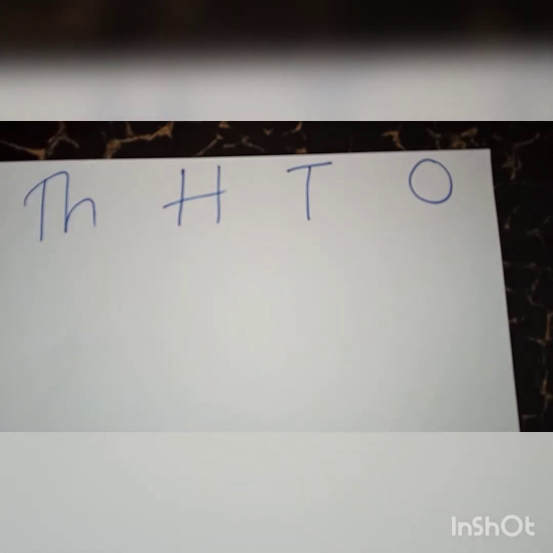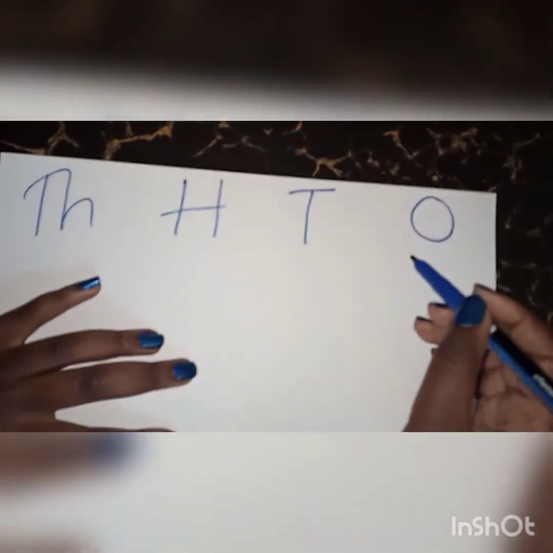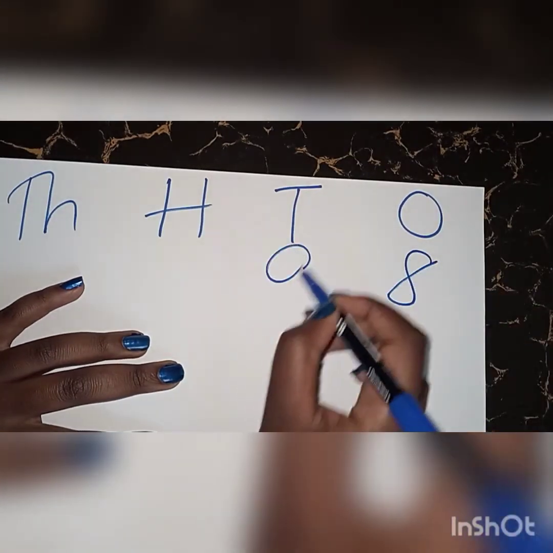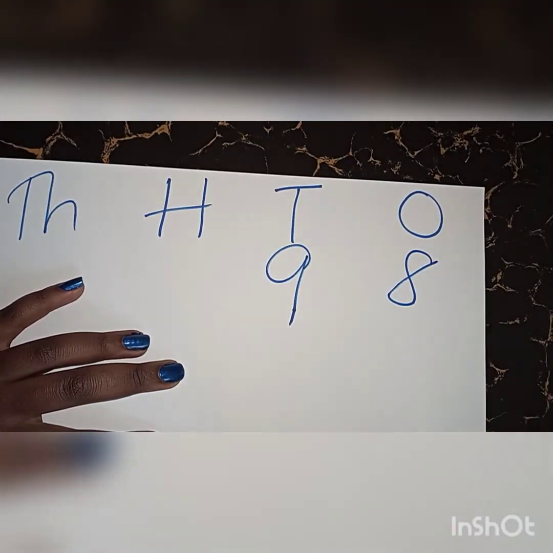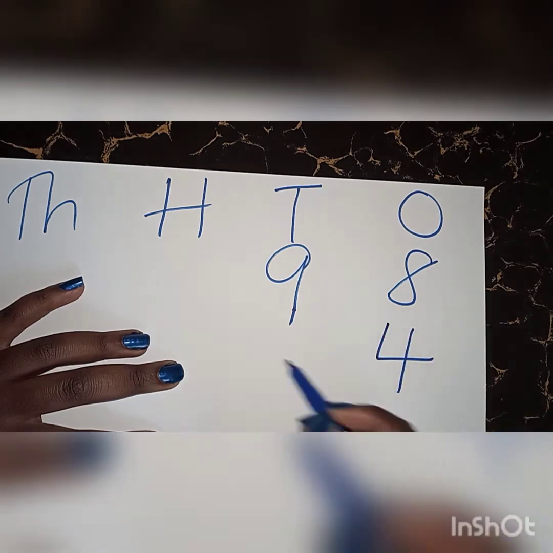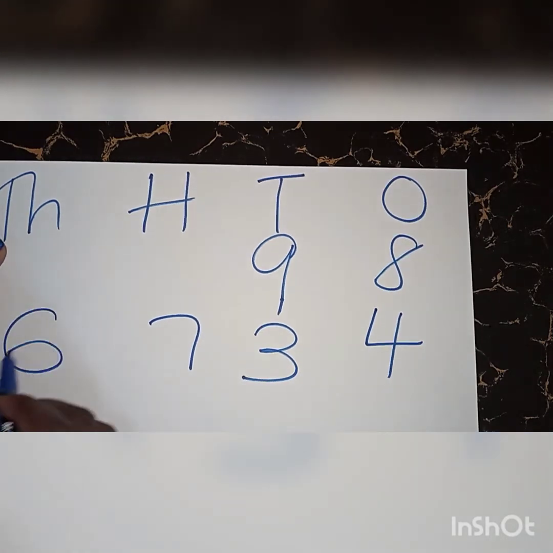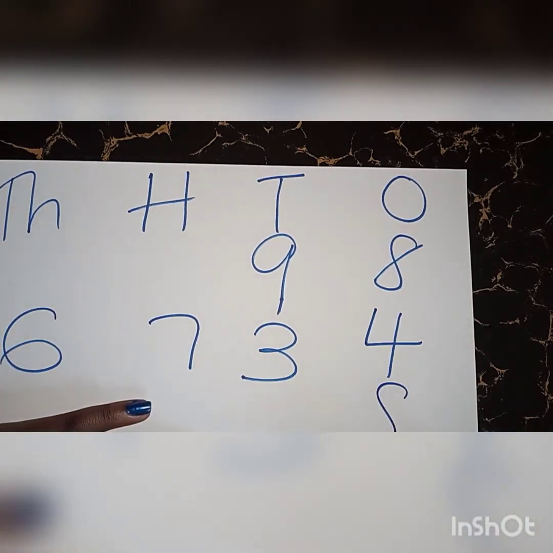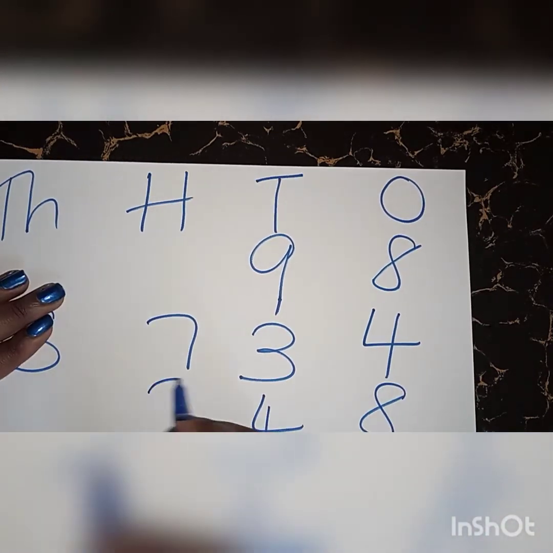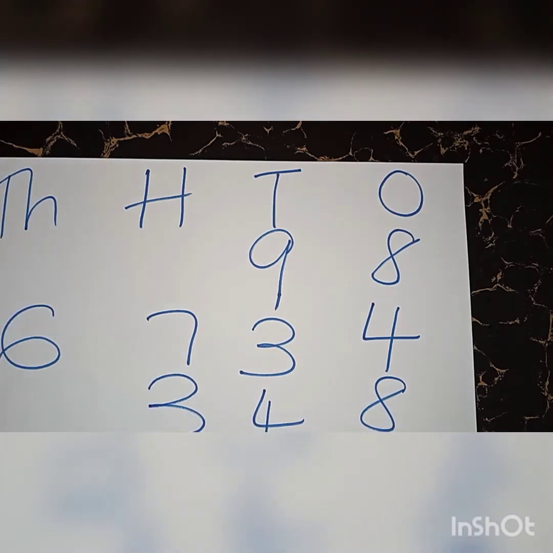Okay, so let's arrange our numbers vertically. Okay, so we have 98. This other number was 7, 6. This other number was, okay? Okay, so now that we've arranged the numbers vertically, we can add the numbers, okay?